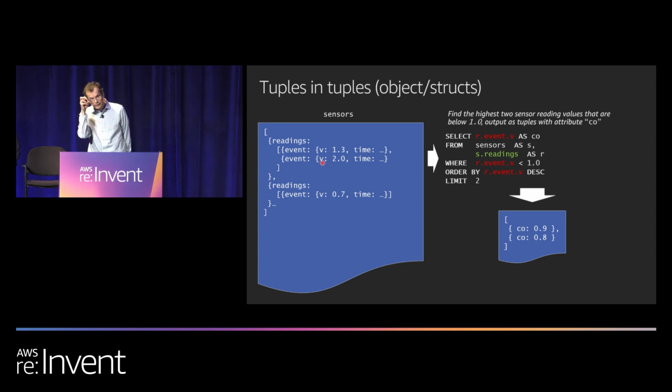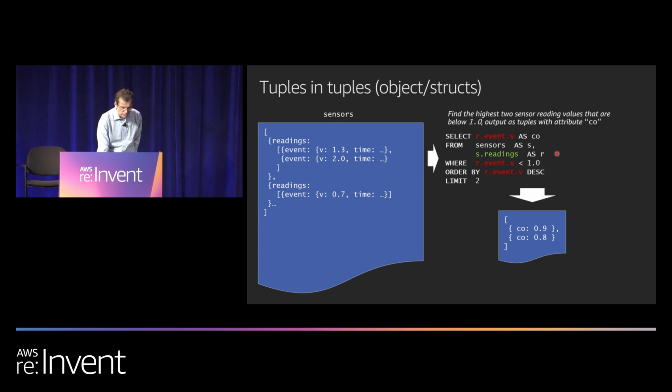I want to pick these two V's that are the largest V's that are below 1.0. Okay, how am I going to do this? The s.readings as R is doing what it was doing before, right? It was going over the nested array.